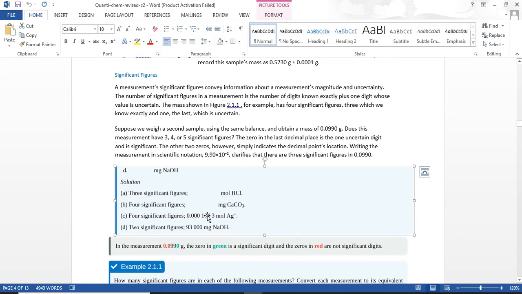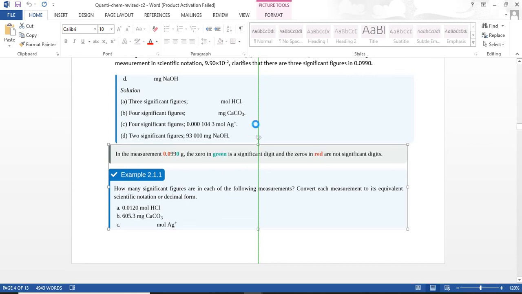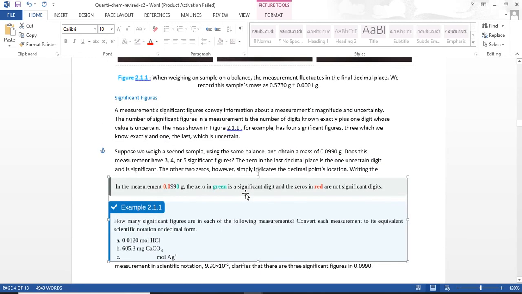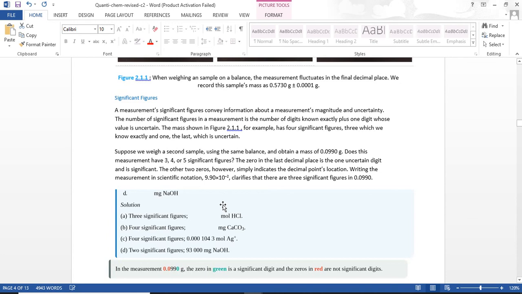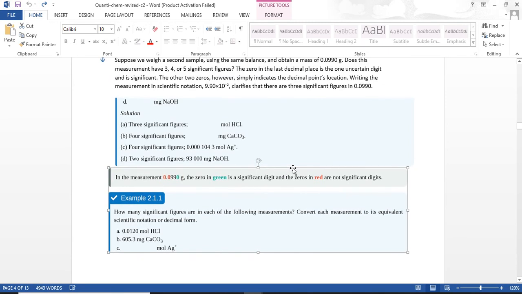Then you have only two significant figures in your 93,000 milligrams of NaOH, because the trailing zeros are not significant. The zeros in green are considered significant and the zeros in red are not significant here.